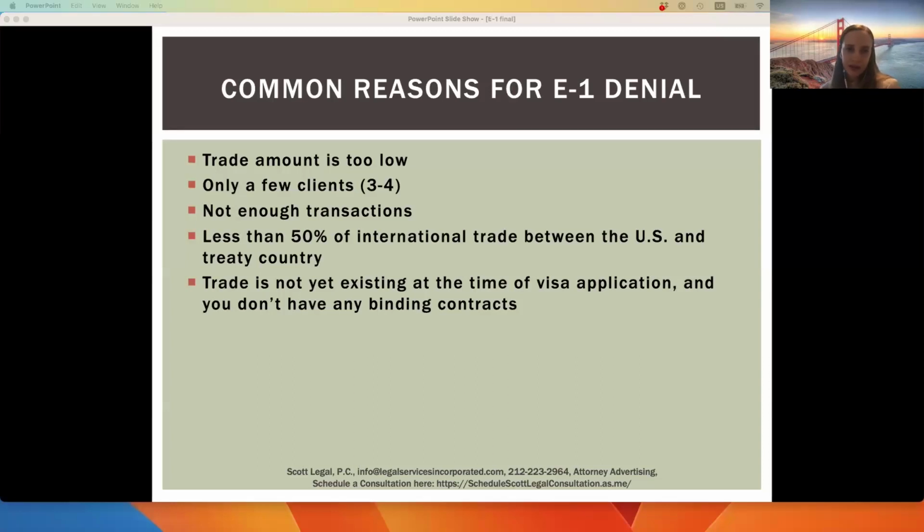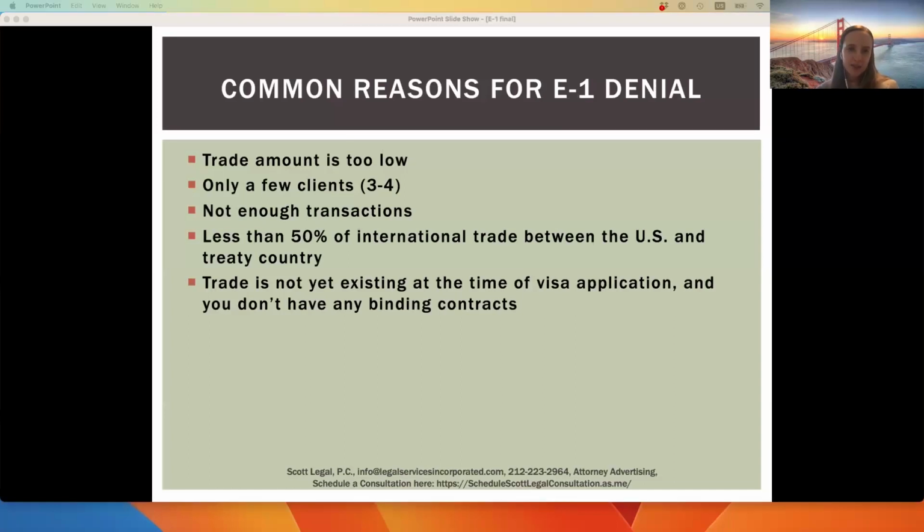So 3 or 4 clients may just be too low. Another reason for denial may be that there are not enough transactions happening. Let's say you have 15 clients you are trading with, but with each of them, if you are importing something, you only issue 1 to 2 or 3 invoices to each of those 15 clients.